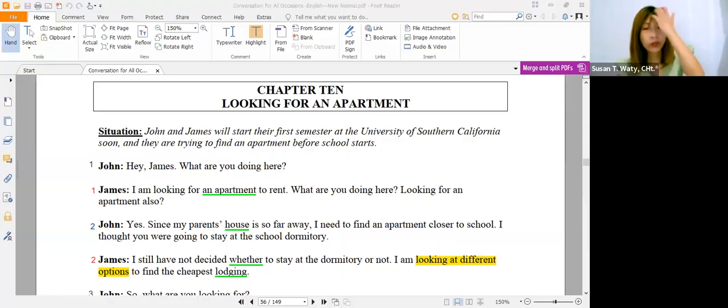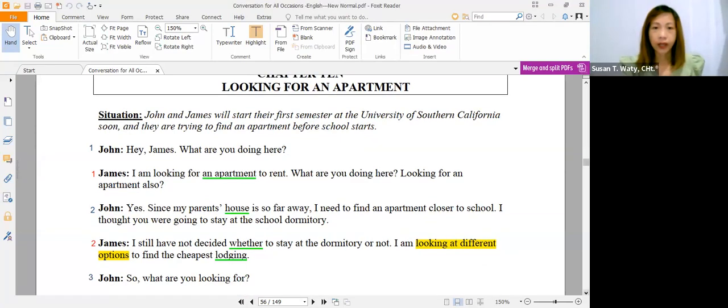All right, let's see. Well, since everyone's here, some of them, I guess, let's just get started. I'm going to share the material that we're going to talk about tonight. We're still doing chapter 10, guys, okay? Chapter 10 is about looking for an apartment.